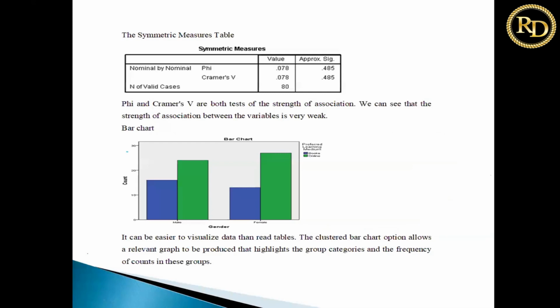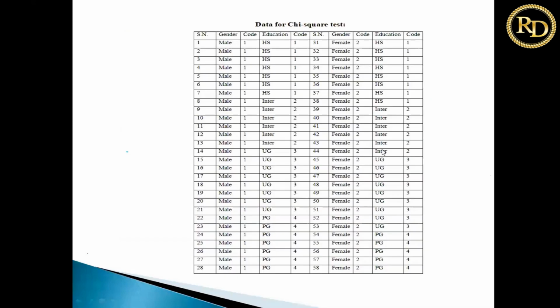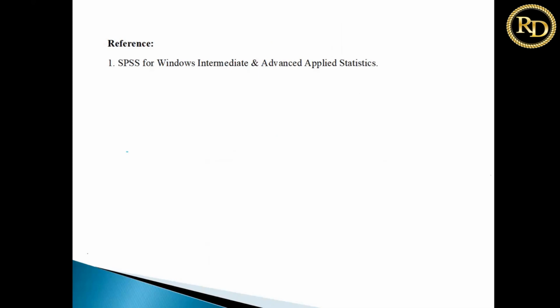So this way you can see Cramer's V as well, and these are also non-significant. So this data we will be using for performing this test in, say, SPSS. So this was all about today's discussion about non-parametric tests.